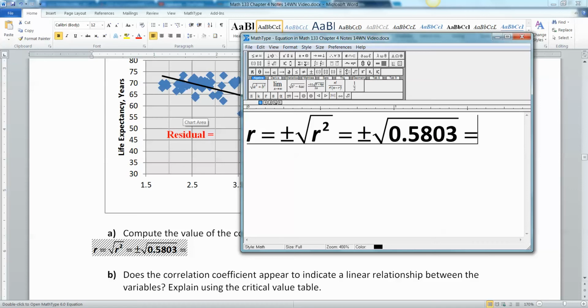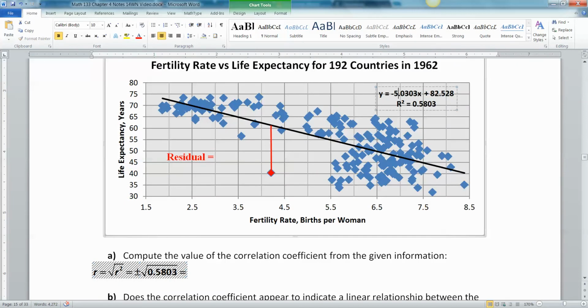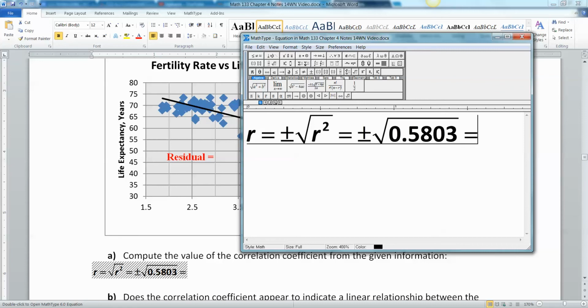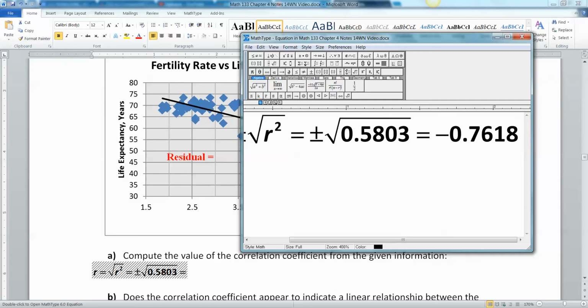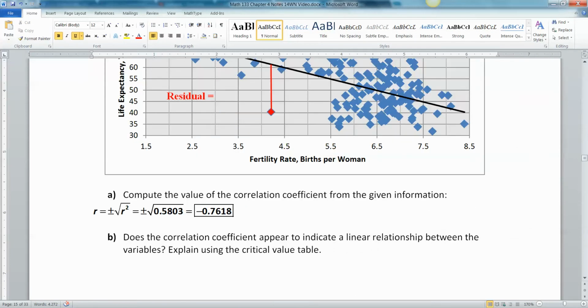And to know this, you can either look at the slope, which in this case is negative. I don't know if you can see that. It's -5 and some change right there. Or you can look at the graph and see, oh, okay, it's got a negative slope, right? So we're actually going to want, in this case, the negative of this. And when you take the square root of 0.5803, you get about -0.7618. And there you go. So it's the plus or the minus. You'll have to judge yourself. In this case, it's the minus.